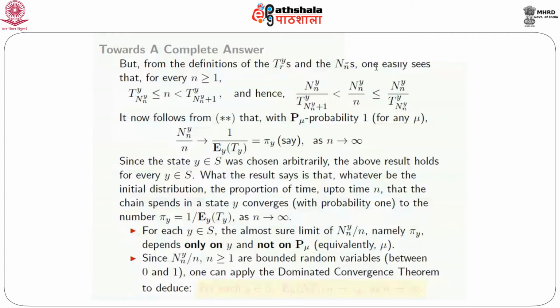Therefore, one can apply the dominated convergence theorem to deduce that for every y in S, E_μ of N_y over n, where the n in the denominator is not random, it's fixed, also goes to π_y as n goes to infinity. That is a consequence of the last result on the almost sure limit, namely that N_y over n goes to π_y with probability 1 as n goes to infinity. Therefore, the expectation goes to π_y also. We could use the dominated convergence theorem because the random variables N_y over n are bounded between 0 and 1.